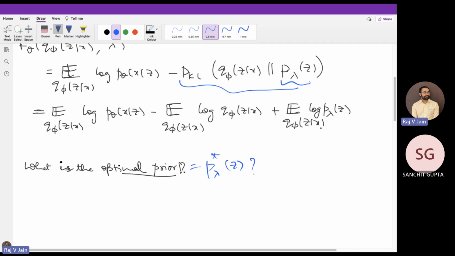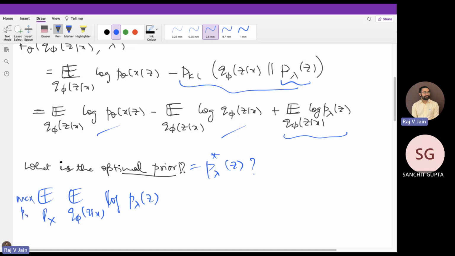One simple idea here is that all of this doesn't depend on lambda at all, right? These two terms. It's only this third term that depends on lambda. For now, I want P lambda star, so I can just look at this term: expectation over Px, expectation over Q phi of Z given X, and log P lambda of Z. This is what I want to maximize.